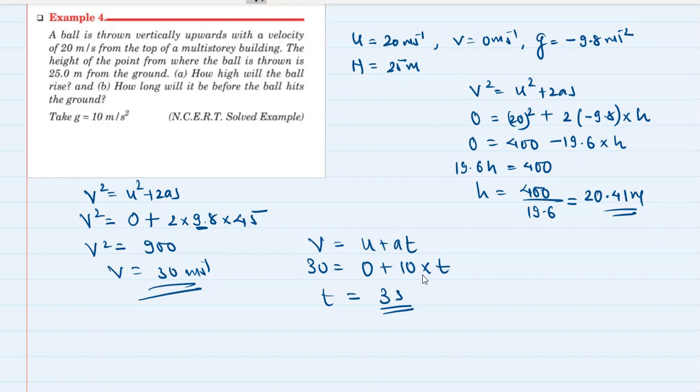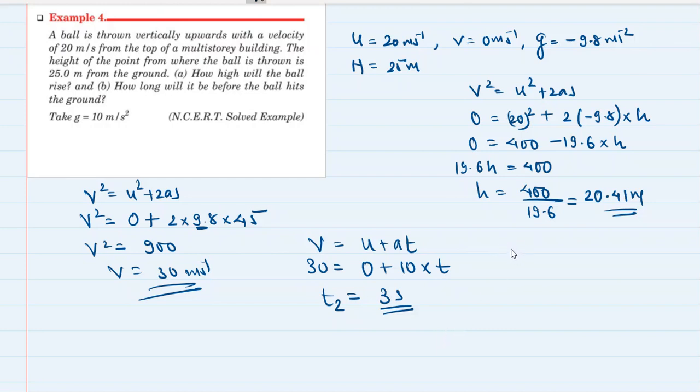But wait. This is just the time for the ball to hit the ground after it reaches the maximum height. But what about when the ball is thrown? How much time does it take to go that high? We have to find that as well, right? So how will we find that?